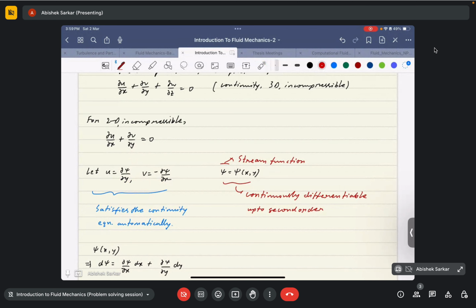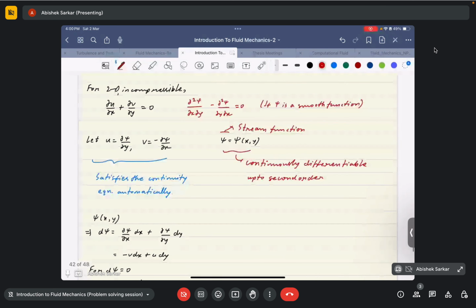u is dou psi by dou y and v is equal to minus dou psi by dou x. Just substitute the expressions for u and v in the continuity equation and you will get dou square psi by dou x dou y minus dou square psi by dou y dou x is equal to 0, of course, if psi is a smooth function, which basically allows us to interchange the order of derivative. So in that case you can clearly see that the stream function automatically satisfies the continuity equation.